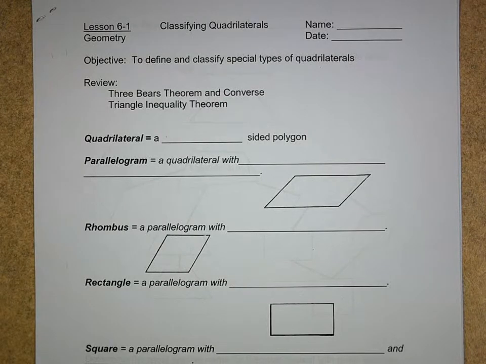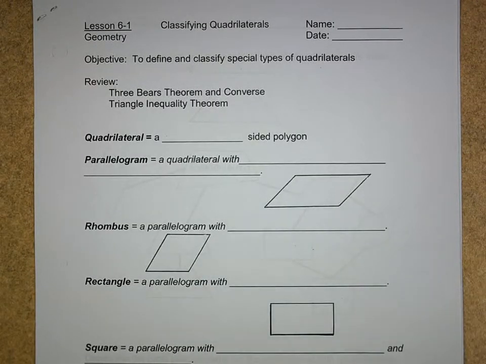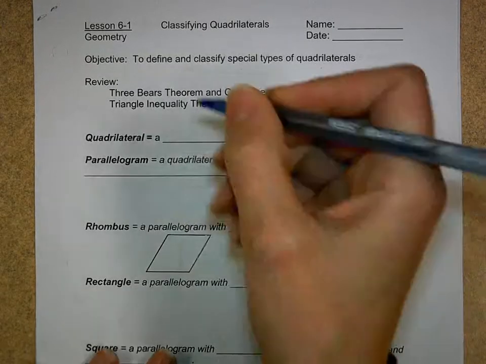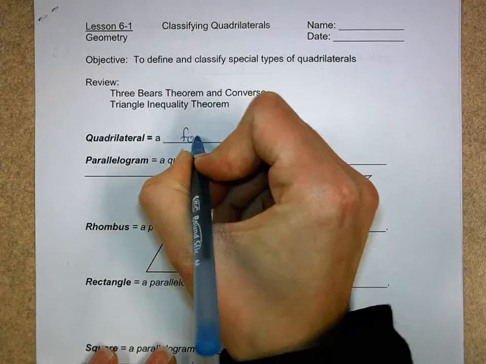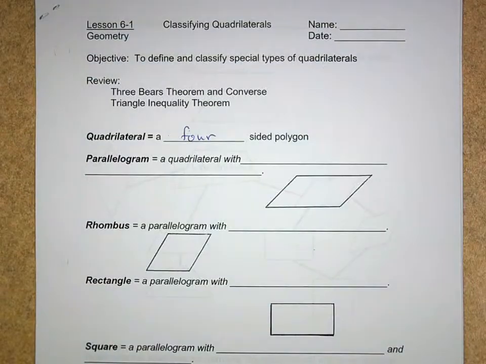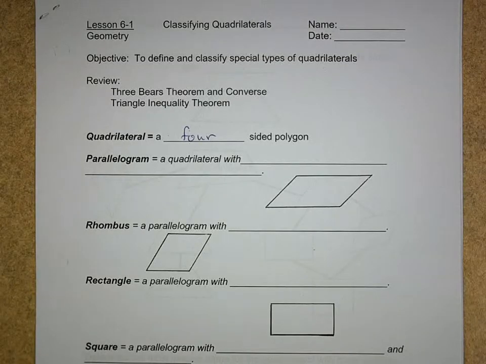We are going to go up now. We've been working strictly with triangles, and now we're going to go to quadrilaterals. Now, quadrilaterals are called what? How many sides do they have? Quad means four. So we just know it's a four-sided polygon. Any four-sided polygon is called a quadrilateral.